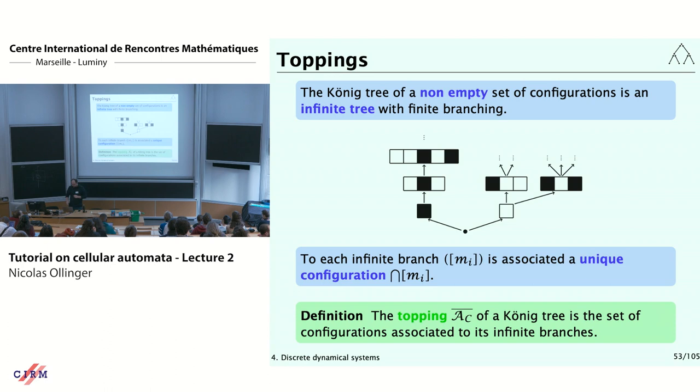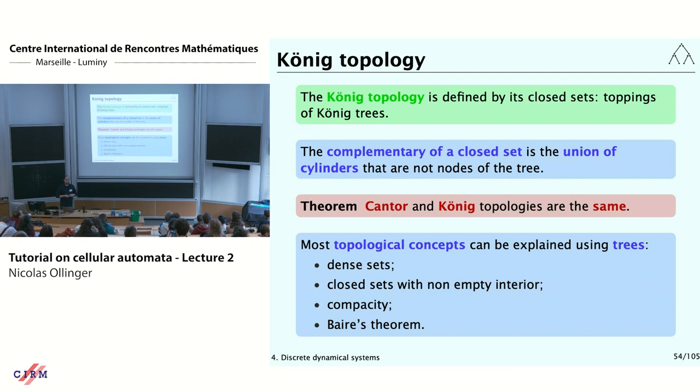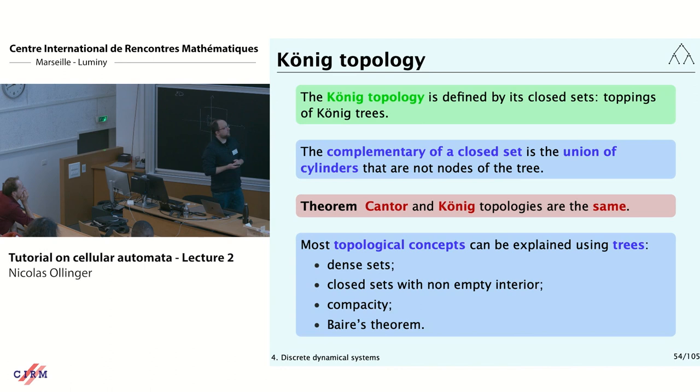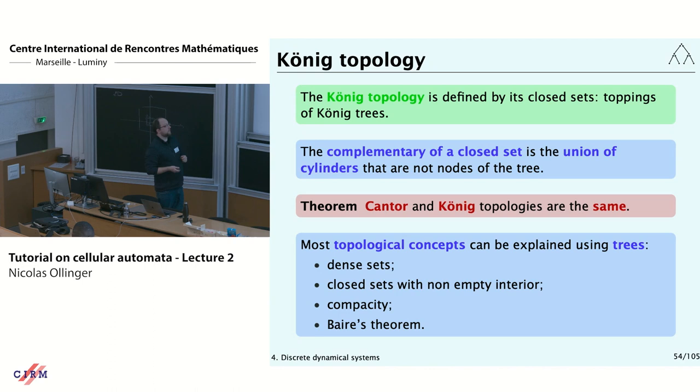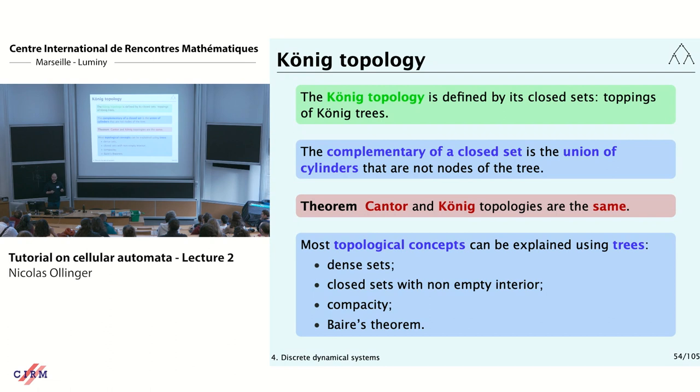And so if you do that, you can define the topology by closed sets, right? You take all those Koenig toppings, and you, of course, get exactly the Cantor topology because the complements of the toppings are unions of cylinders. And all the arguments you have in Cantor topology, like looking at closed sets with an empty interior, or compactness arguments, even the Baire theorem, if you want to do funny things, you can do just with Koenig's lemma in these settings. So if you don't like topology, you can think about toppings of trees. And if you don't like that kind of object, I'm sorry, you can just think about Cantor topology.